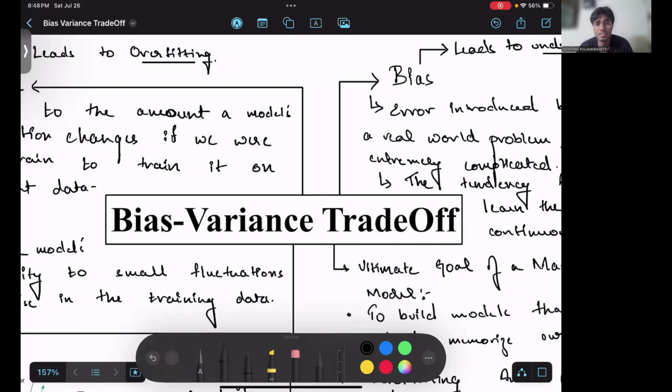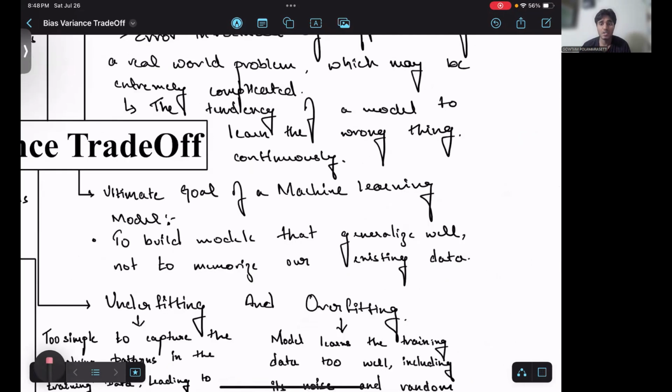Have you ever trained a machine learning model that looked amazing on the training data, but then completely fell apart when you showed it to new, unforeseen information? It's a frustrating experience, right? The core problem here is linked to one of the most fundamental concepts in machine learning, called the bias-variance trade-off. Our ultimate goal isn't just to memorize our existing data, but to build models that generalize well.